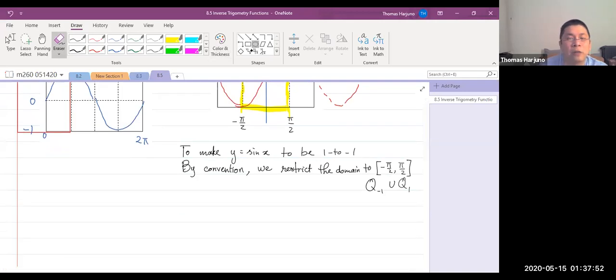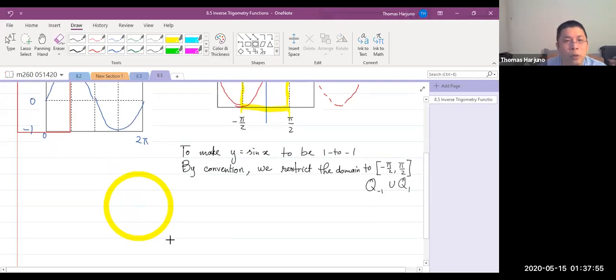Now, if we see that from the unit circle point of view, then quadrant 1 and negative 1 is actually located in this region here. You see what I mean? On the unit circle. And then you will see there's another reason why they make that choice.